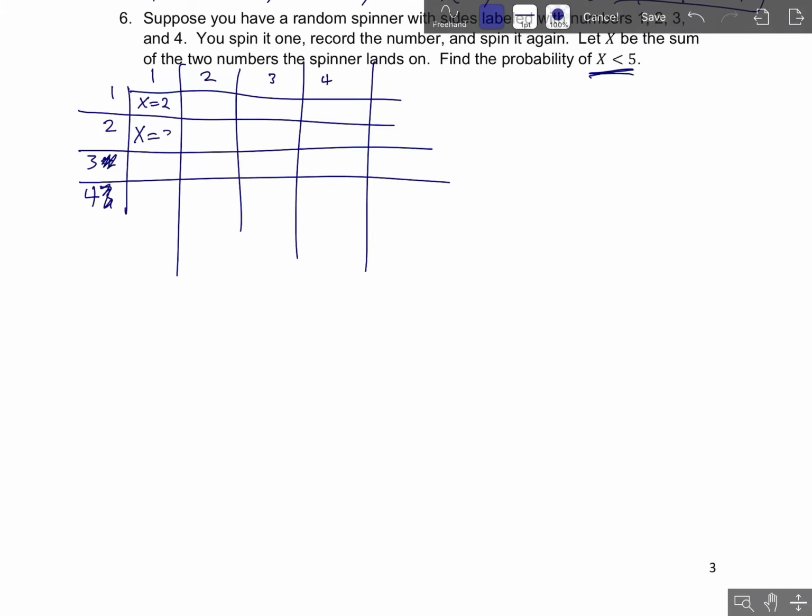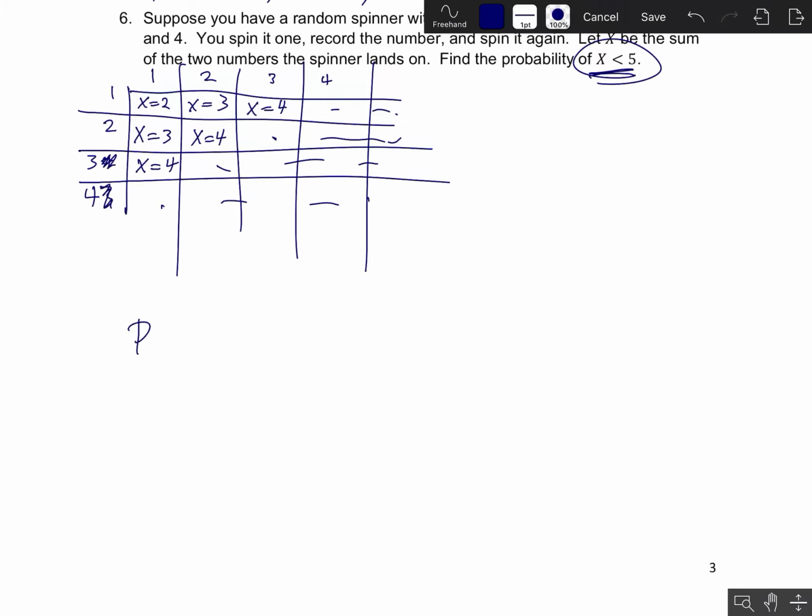for x. So here we get a sum of 2. On this diagonal, we get a sum of 3. On this diagonal, we get a sum of 4. And so on. I'm not going to fill in the rest of the table because in the rest of the table, we have x values that are larger than, or at least 5, I should say. So we don't actually care about those. We just want the probability that x is less than 5.